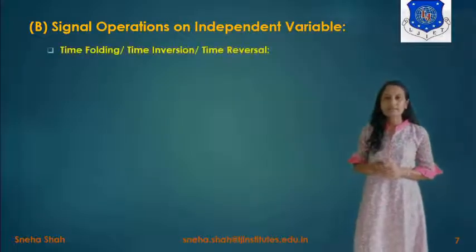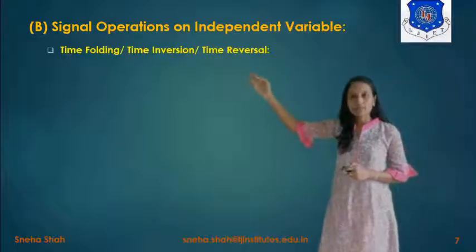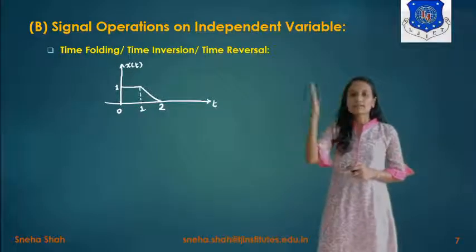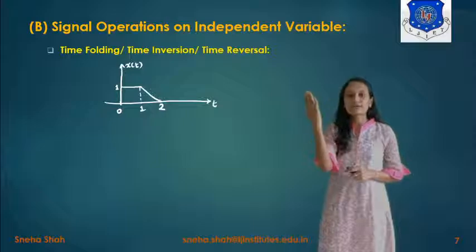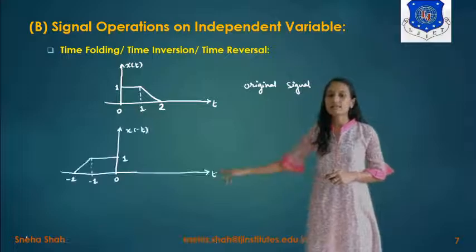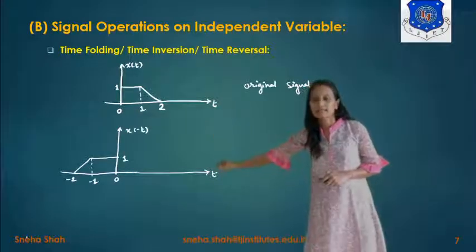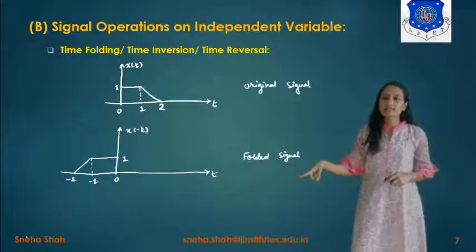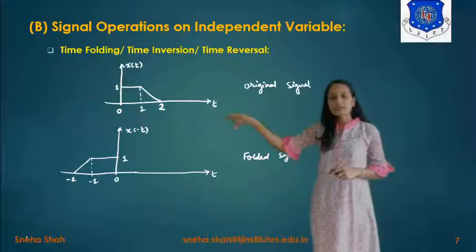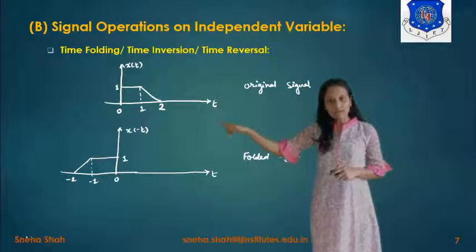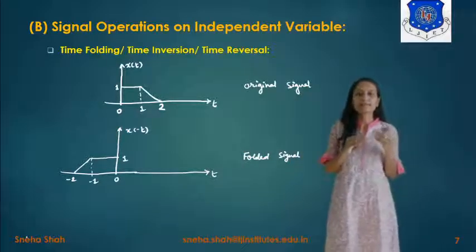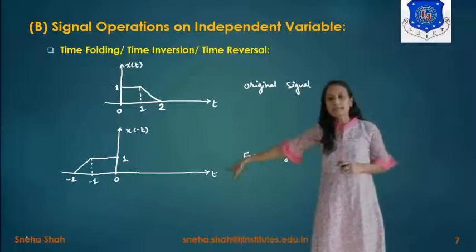Now the next operation on the independent variable is time folding, time inversion or time reversal. Suppose we are taking the original signal like this. After folding on the y-axis, its mirror image will be like this. x of t, after folding, will look like this. So this operation is considered as folding of the signal, and this one is the folded signal. Whatever is on the positive 2 side will be on the negative 2 side. It means for -2 its value will be the same. So after folding it will look like this.